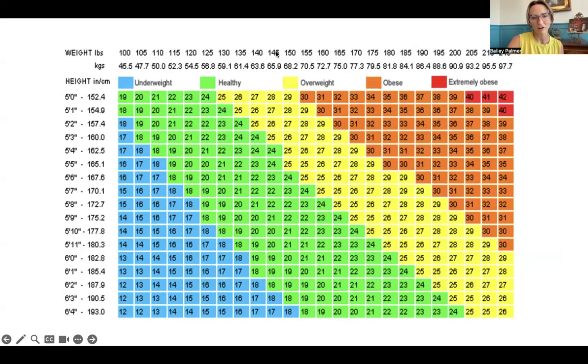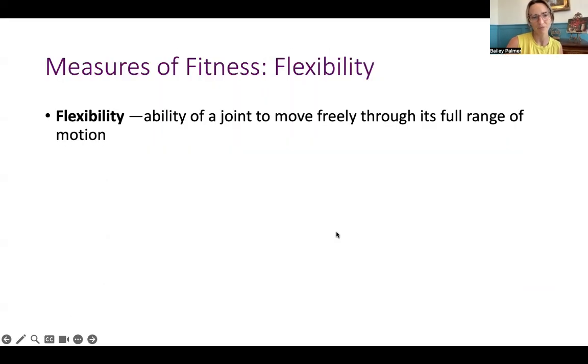is the overweight category. But my husband is not overweight. He's just tall and he's muscular. And so it miscategorizes him into this overweight section where he is not overweight. And so that's where the issue comes in with using BMI.